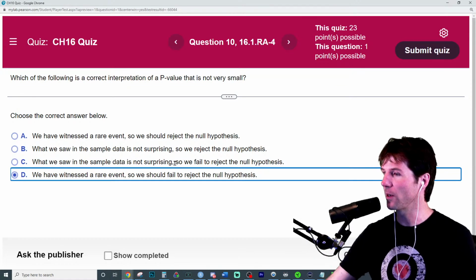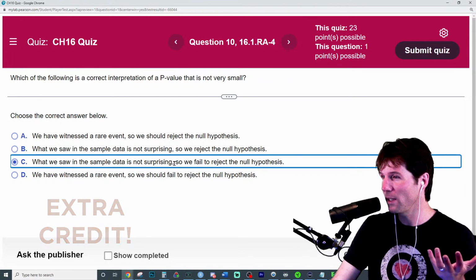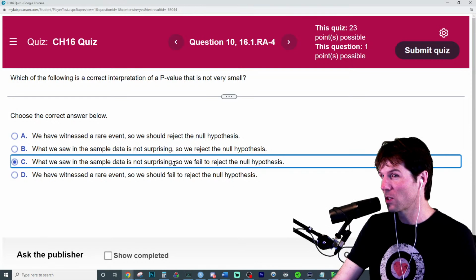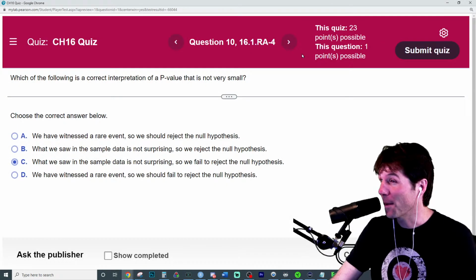Great job. Good recovery, Fran, right there. If it's not surprising, like, if the null is true, this was likely to see. So I guess the null is true. So we would fail to reject the null. Afraid I'm going to get one wrong.